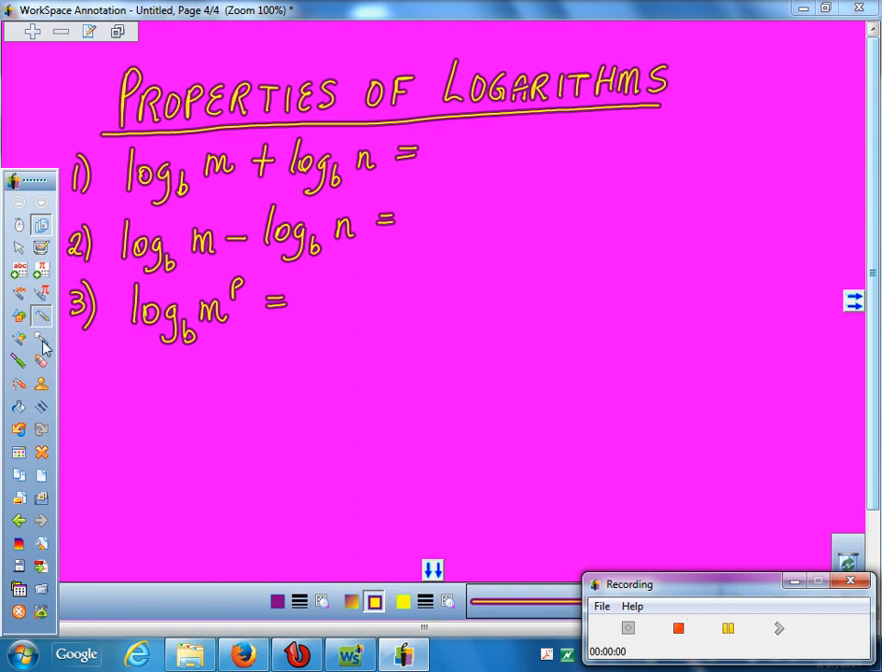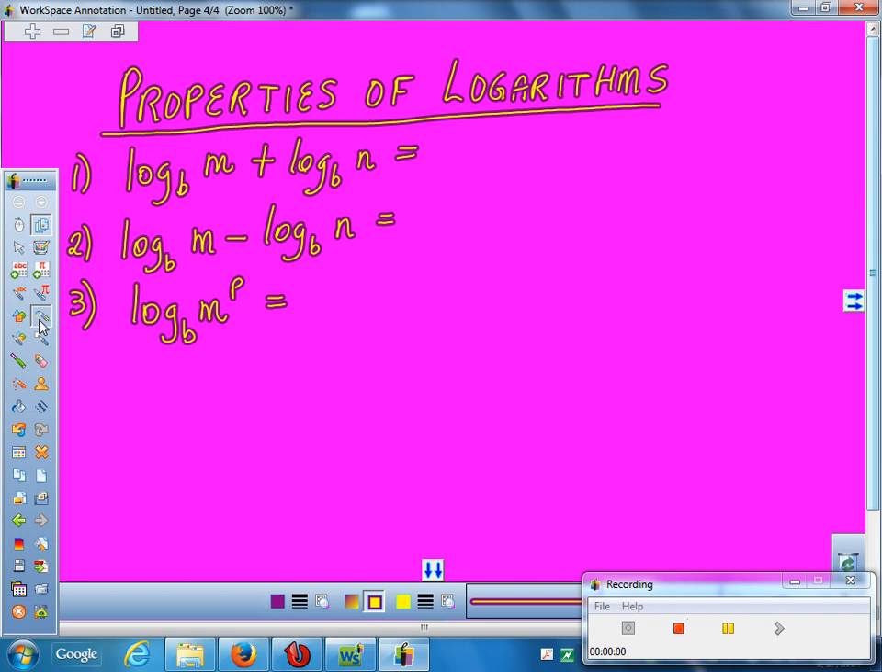Okay, this is the class that's going to cooperate so that I can record this lesson nice and clearly for you all in the other class. So we are ready to learn the 3 ultimate properties of logarithms. You will live and die by these 3 rules. Okay? Well, it'll be your logarithmic death if you don't follow them. We'll put it that way.